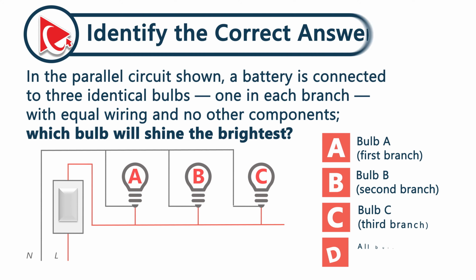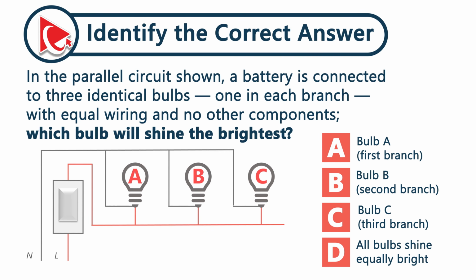In the parallel circuit shown, a battery is connected to 3 identical bulbs, one in each branch, with equal wiring and no other components. Which bulb will shine the brightest?